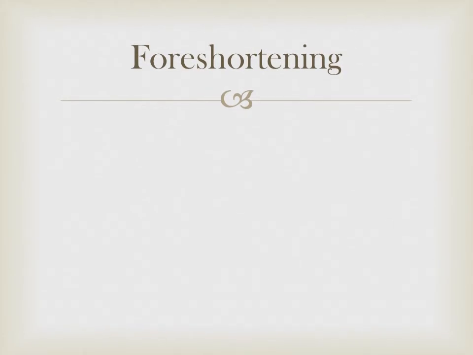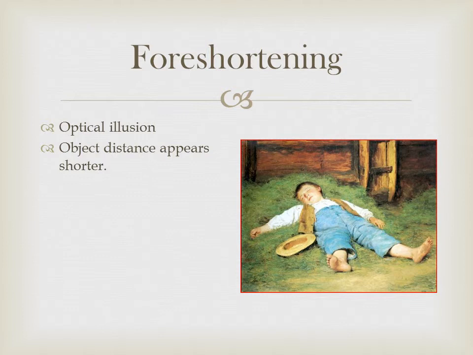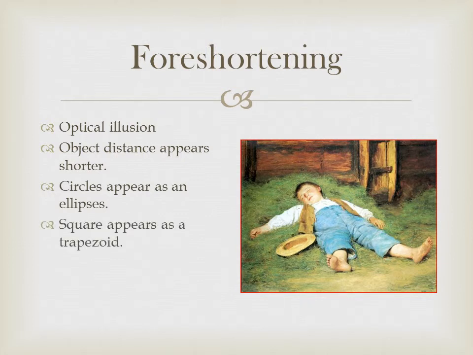Foreshortening. It is an optical illusion. It is an object distance that appears shorter than it really is. Circles appear as ellipses. Squares appear as trapezoids. It has two three-dimensional scenes on an image.